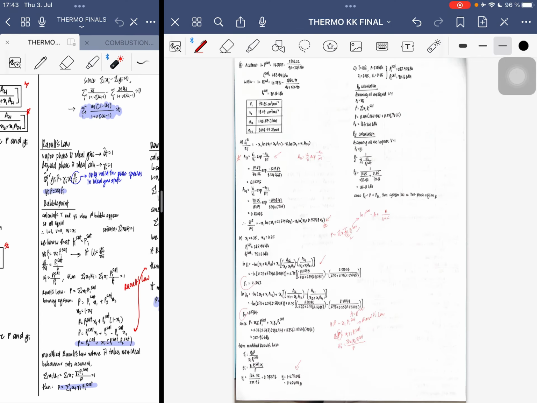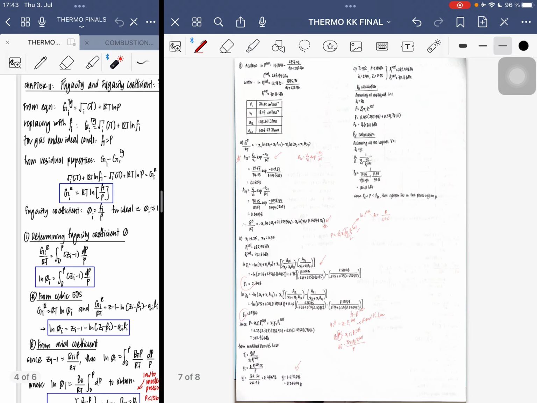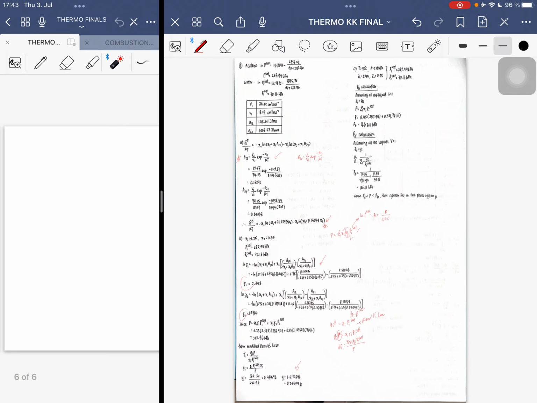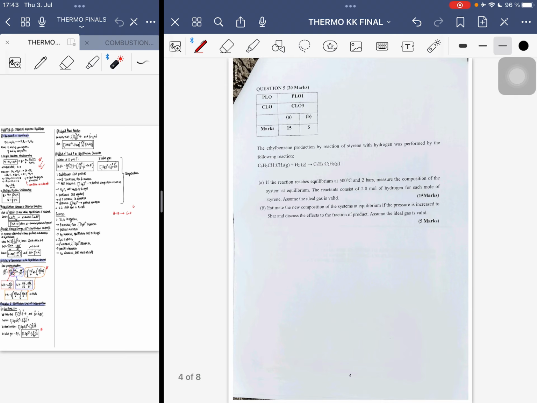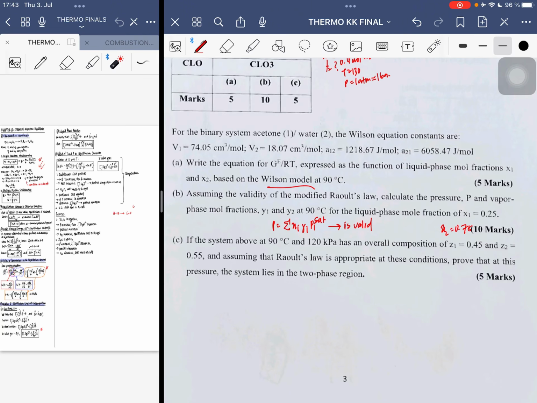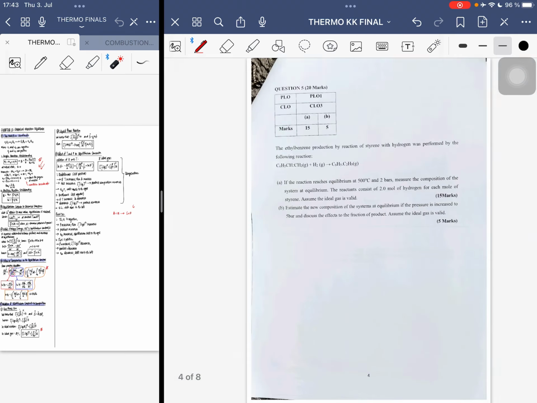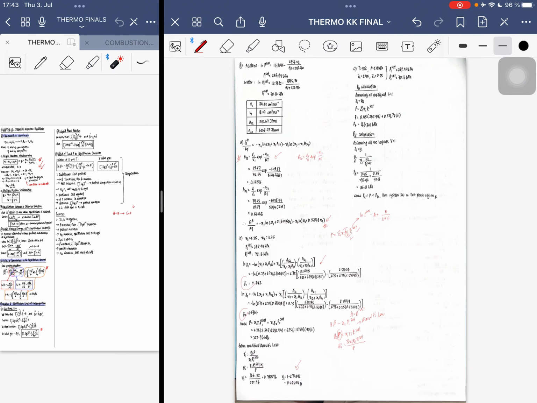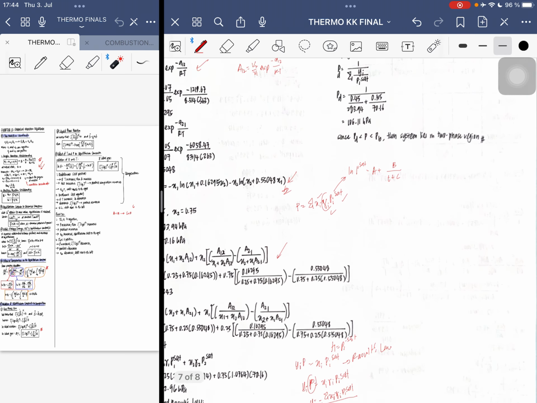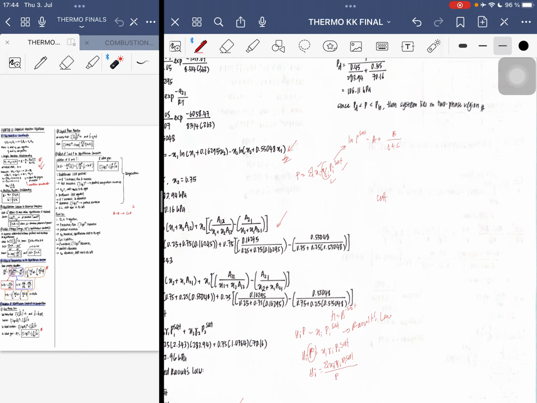If the system above is at composition Z1 0.45, Z2 0.55, assuming that Raoult's law is appropriate in these conditions, prove that at this pressure the system lies in the two-phase region. Okay. So if you want to prove that, your criteria would be that the dew point pressure must be less than the pressure of the system, less than the bubble pressure. This is your criteria.